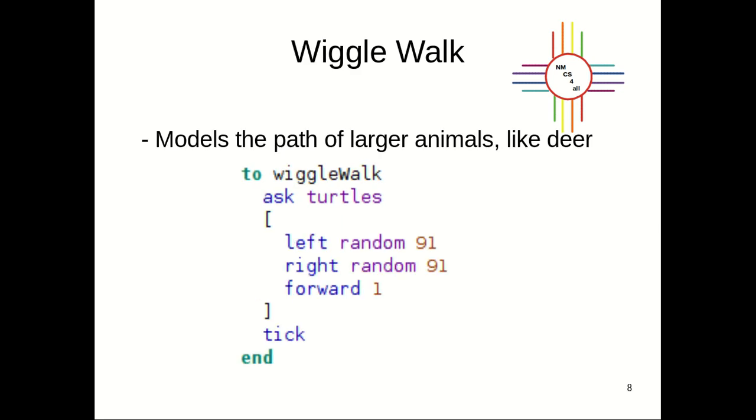Now, we'll talk about another way for agents in the model to move forward, the wiggle walk. The wiggle walk models the path of larger animals, such as deer. To implement the wiggle walk, we ask our turtles to take both a left and a right turn, after which we move forward and end with a tick.